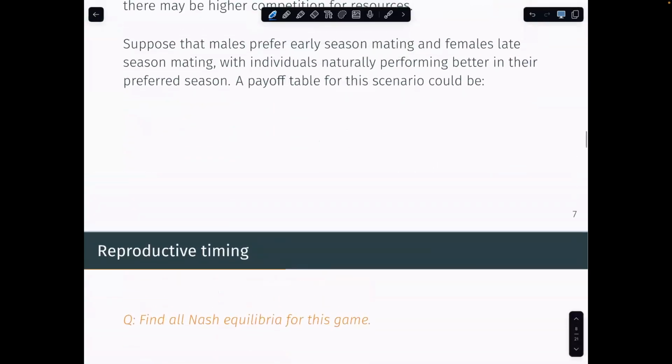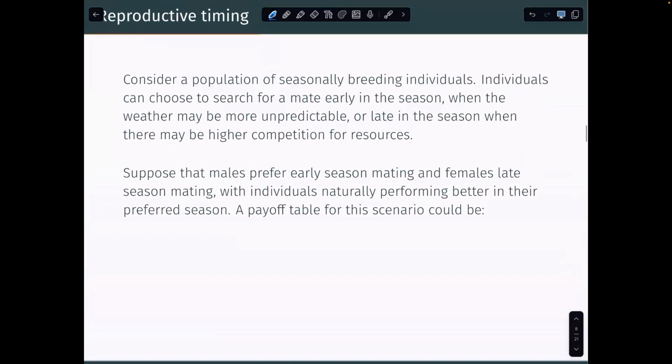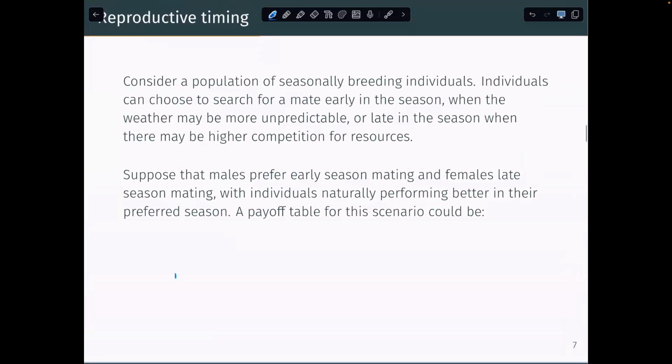Okay, so we want to come up with a payoff table, just like before. Again, this is an asymmetric game because we've got males and females differing perhaps in the payoffs rather than the actual strategies themselves. So let's assign some weights to these things and come up with a payoff table. Arbitrarily, I'm going to put males here and females here.